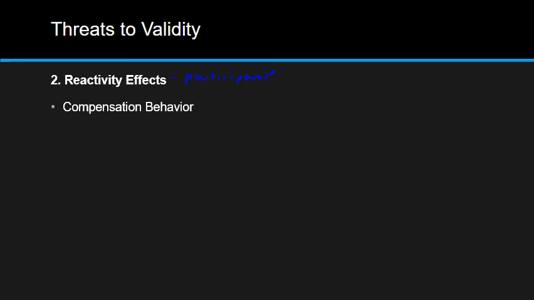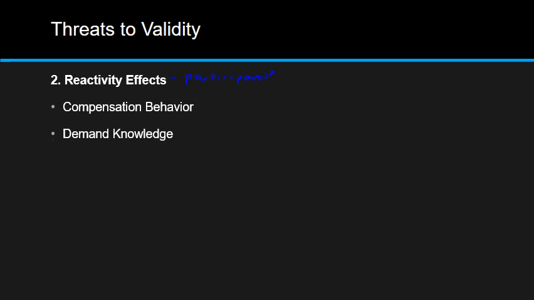So compensation behavior is when the control group finds that the comparison group is being treated differently than they are. If there's some kind of interaction between your control group and your variable group, and the control group figures out, hey, the variable group doesn't have to take this public speaking course, what's up with that? They may get upset, or they may start noticing differences. Oh, that's what they're studying. Okay, I see.